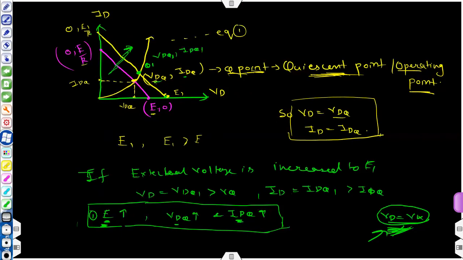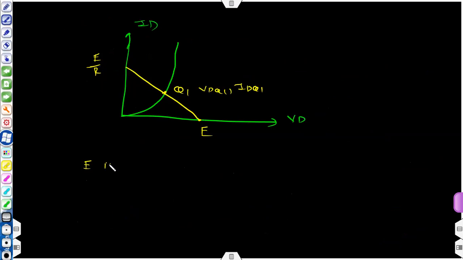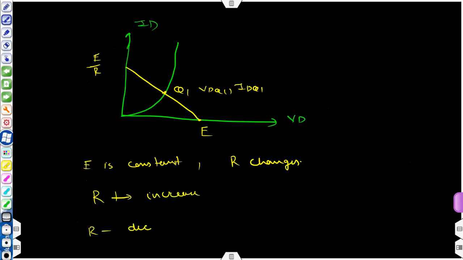So now E is fixed. Earlier E increased and R was fixed. Now E is constant, you are not changing the external voltage source value. Now you are changing the value of R. R can increase or R can decrease.